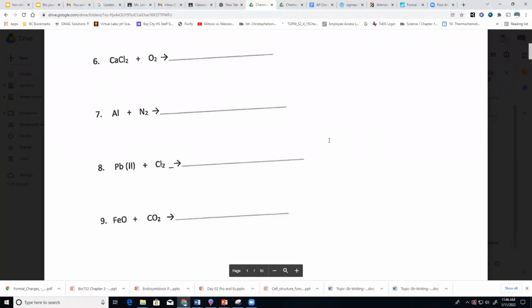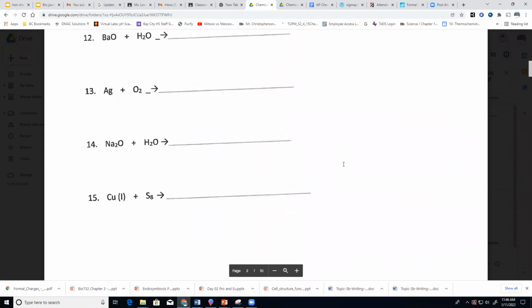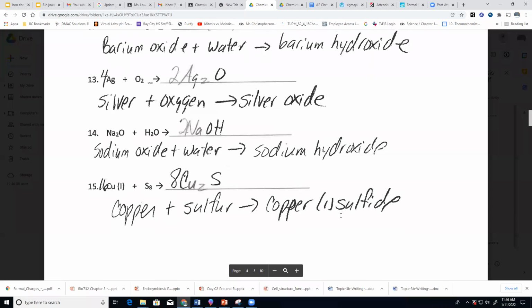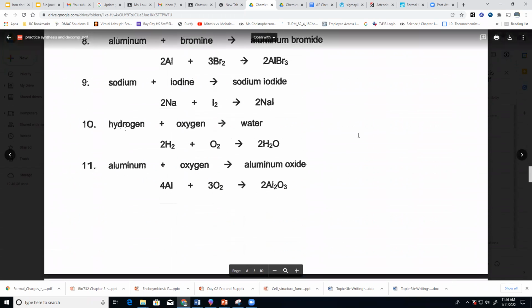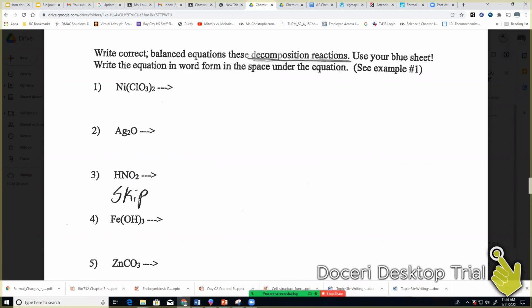All right, let's switch over and we'll look at some of our decomposition ones. So just flip your page and we'll do the same thing. Find something, decide what it is, and work on it. All righty. All right, here we go. We got some decomposition reactions. All right, so we'll start with number 1.